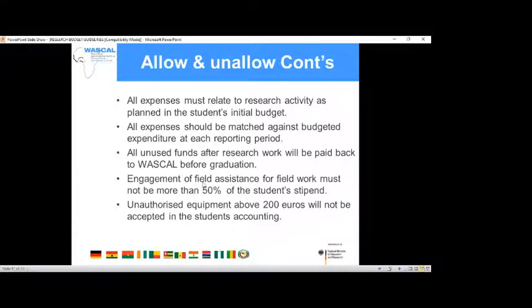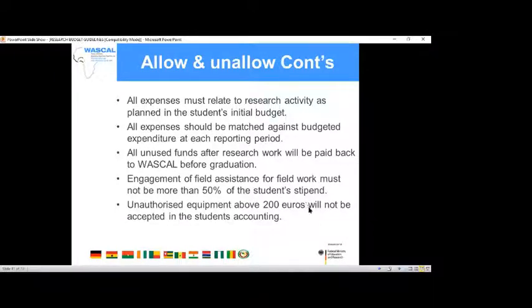Engagement of field assistance for field work must not be more than 50% of the student stipend. You all know what your 50% is. It's not that you go to the field and say you are spending 400 euros on field assistance. That's too much. It must not be more than 50% of your stipend, which is 175 euros, I guess.